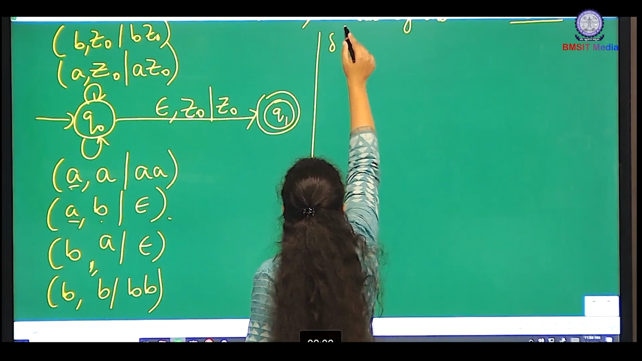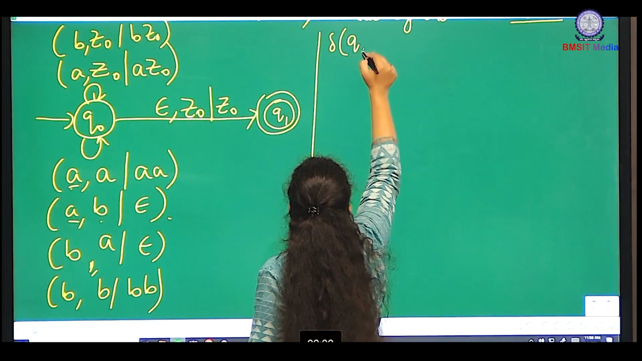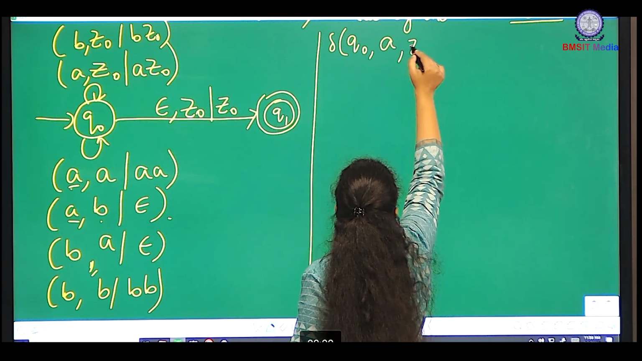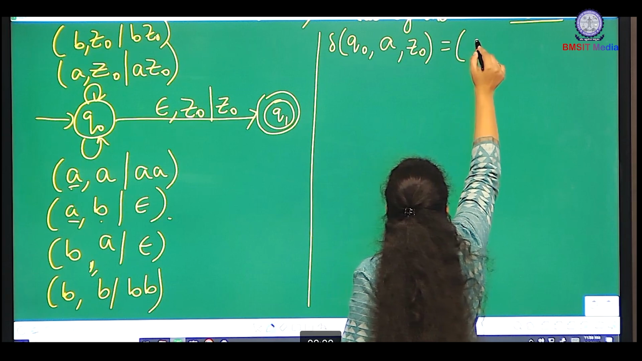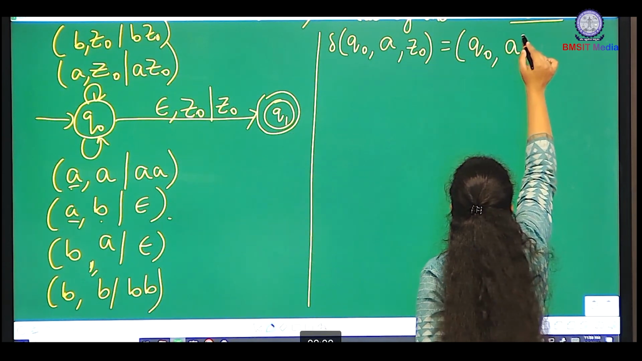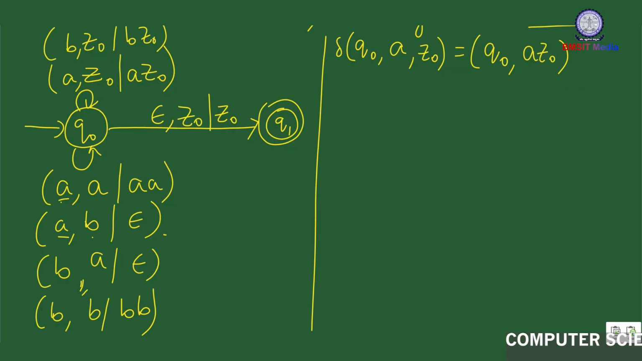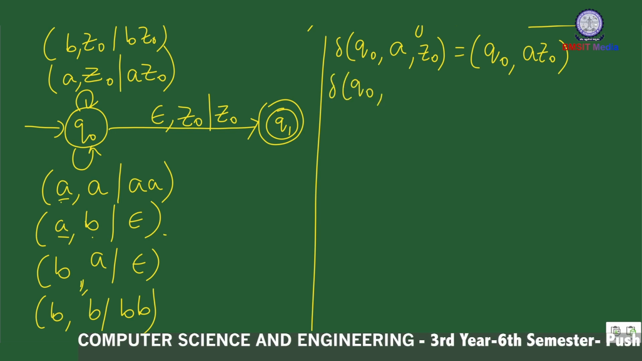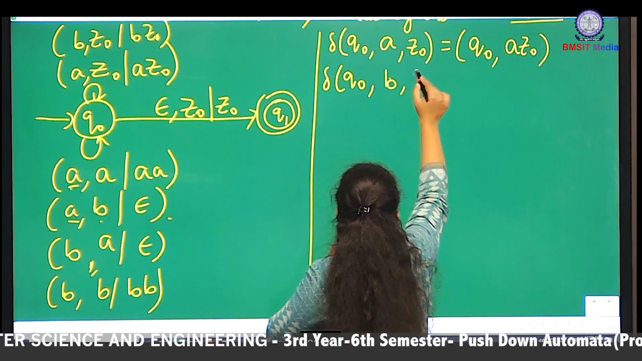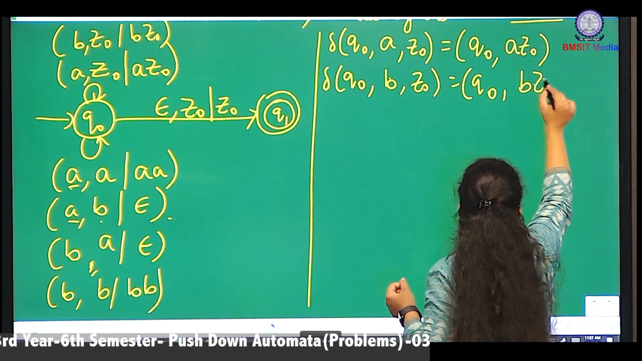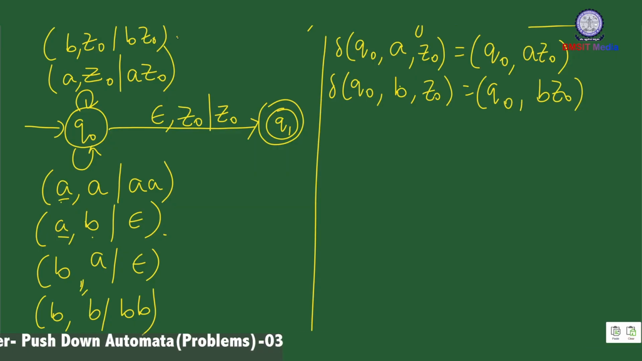So delta Q0 is the current state. You read A as the input symbol and Z0 is the stack symbol. You simply stay in state Q0 and perform a push operation, A Z0. So this is what we have written. Next, delta Q0, B is the input symbol, Z0 is the stack element, Q0 B Z0. So this is what we have written.